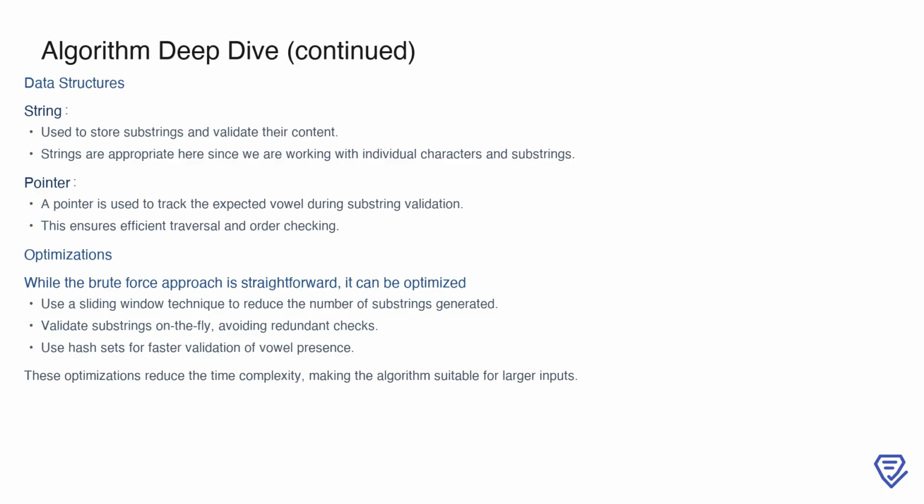However, the brute force approach can be optimized for better performance. One way to do this is by using a sliding window technique. Instead of generating all substrings up front, we can dynamically adjust the window size and check substrings on the fly, reducing redundant computations. Additionally, hash sets can be employed to quickly validate the presence of vowels within a substring. These optimizations significantly reduce the time complexity, making the algorithm more suitable for larger input strings. By balancing correctness with efficiency, we can refine the solution to handle a broader range of scenarios effectively.